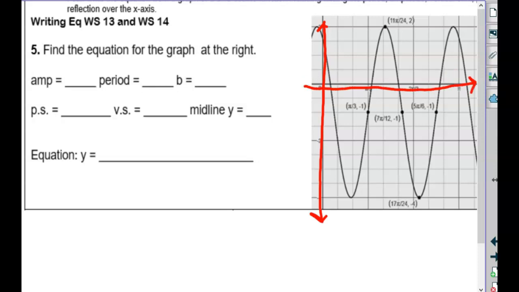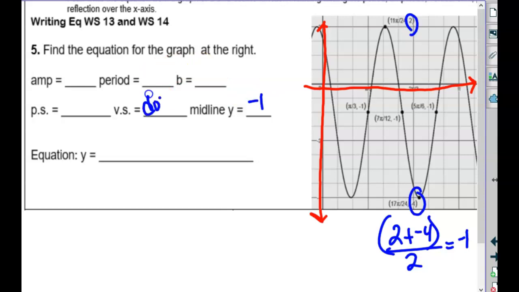The midline, okay. So the y values range from 2 up top to -4 at the bottom. 2 plus -4 divided by 2 would be -1. So the midline is -1, it is down 1. What else?